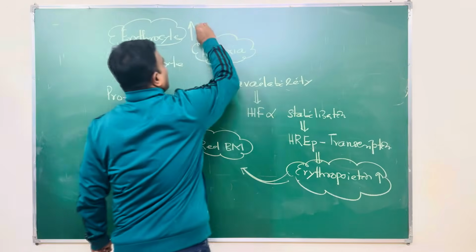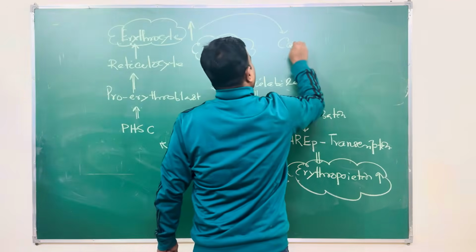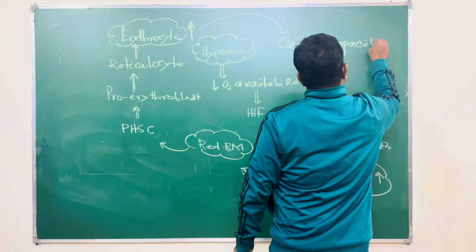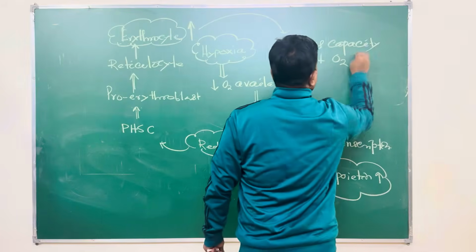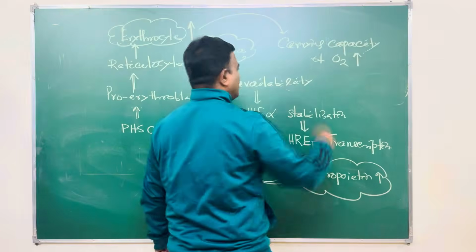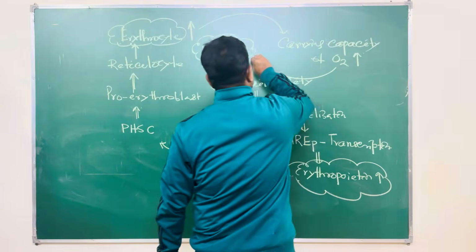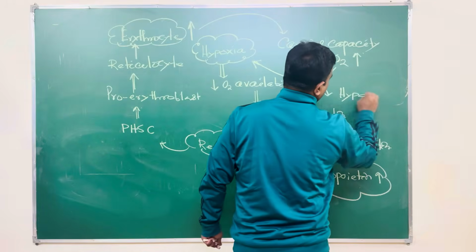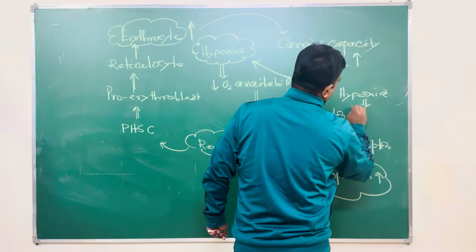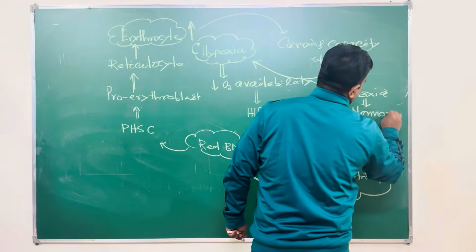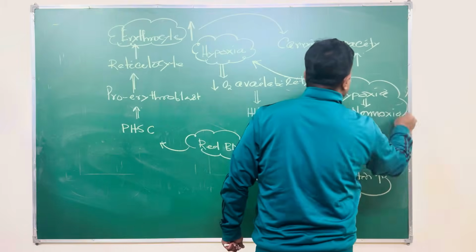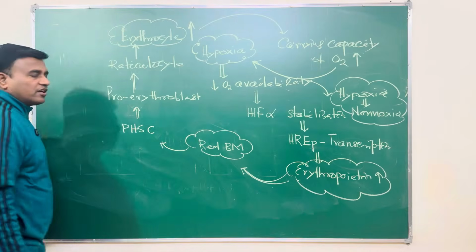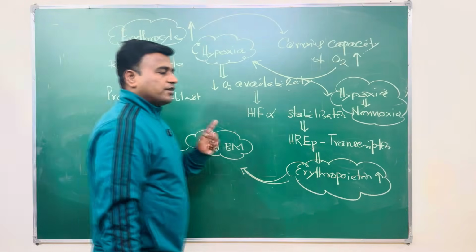That means the carrying capacity of oxygen also increased, and what is the consequence? This causes hypoxia to be converted into normoxia. So this is the total science behind that. Whenever the body suffers from any transient degree of hypoxia, this mechanism operates.